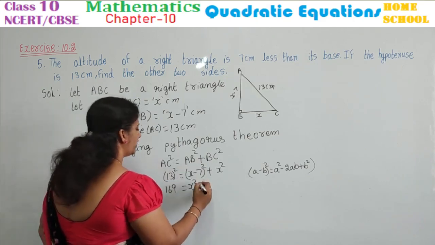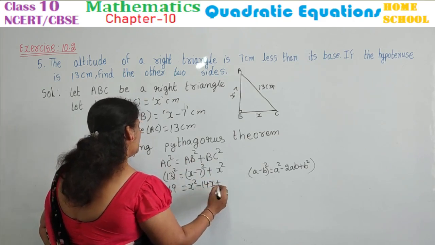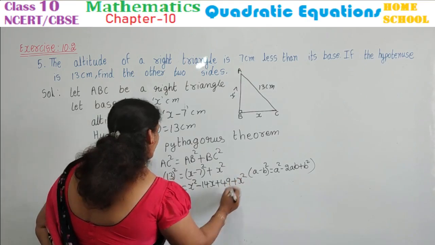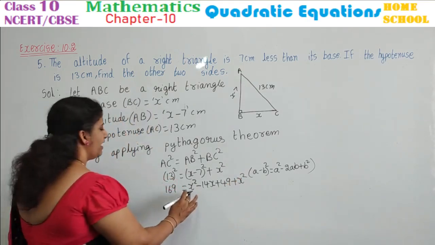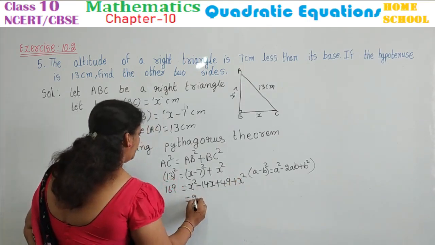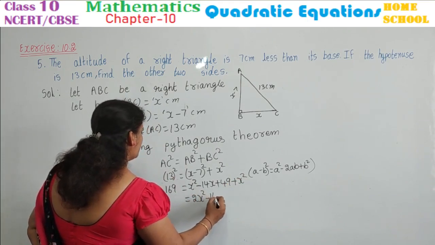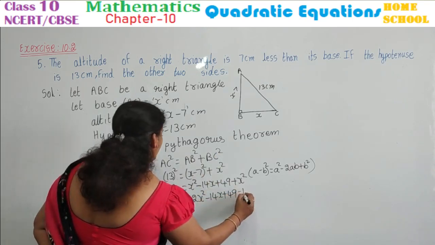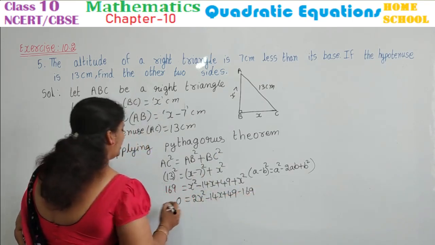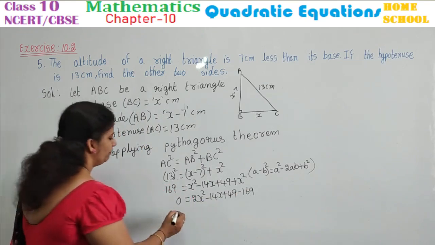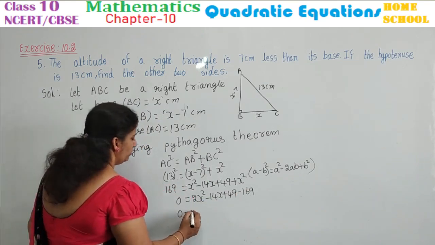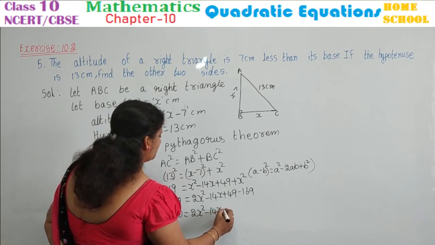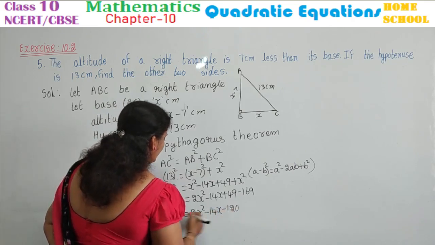7 2s are 14, 14 into x, 14x. Plus B square, 7 7s are 49. Plus x square. X square plus x square will be 2x square minus 14x plus 49. Bring this side, minus 169 equal to 0. So 0 equal to 2x square minus 14x minus 120.